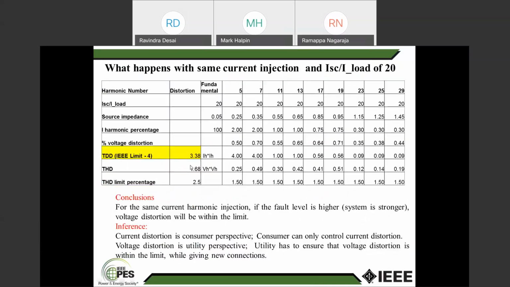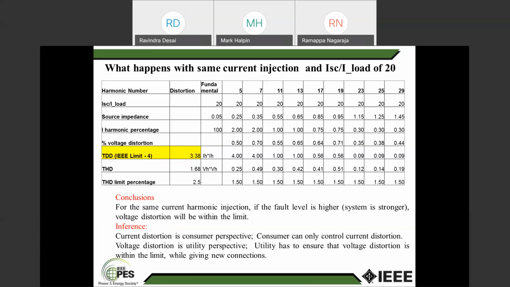THD, because the source impedance is low, the voltage distortion is also low. Because of that, the total harmonic distortion THD is 1.68, which if you can compare, the allowed THD is 2.5. Therefore, it is within the limit. Therefore, the consumer is only bothering about the current harmonic injection.